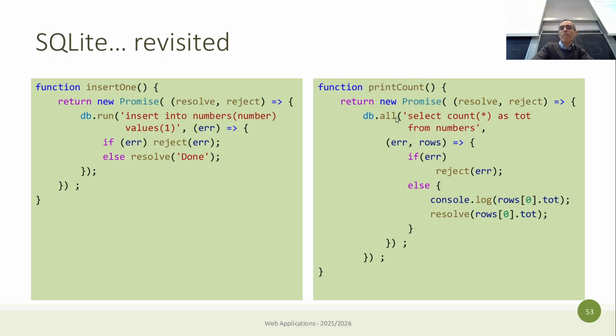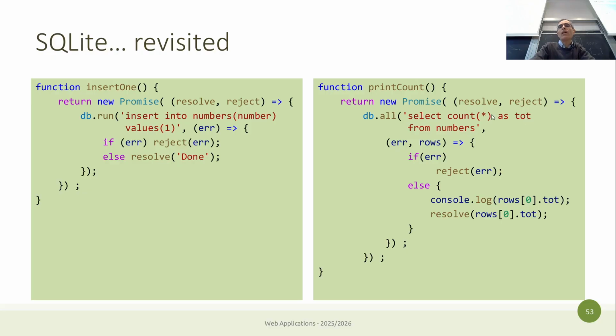With the db.all, you have a callback with error and rows, and since it's a select, there is a second parameter, rows, that contains the result of the query. So if error, reject error, no problem. Else, okay, console log, we don't care about the console log at the moment. But then resolve rows[0].dot, because it returns an array of rows. Okay, it's db.all, not db.get. So it takes the first row and takes the field named dot. Okay, because we called it dot in the query.